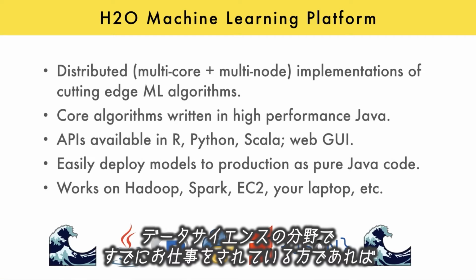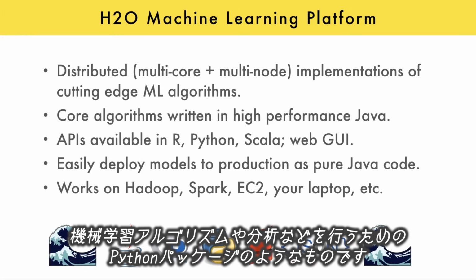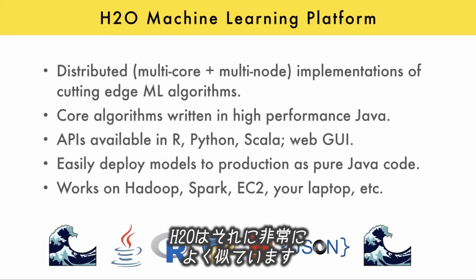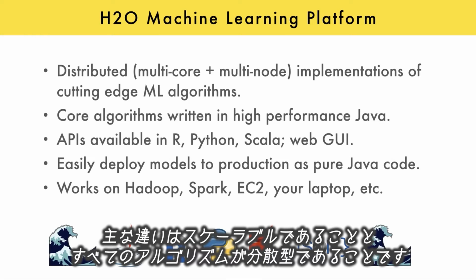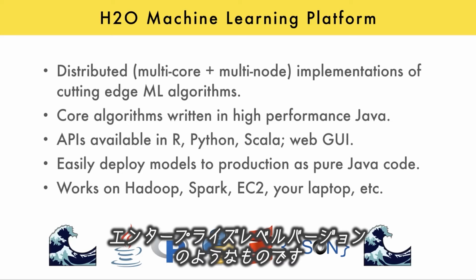Okay, so for those of you who are in the data science field already, you've probably heard of something like scikit-learn, which is a Python package for doing a whole bunch of machine learning algorithms and analysis and stuff like that. So H2O is very similar to that if you're not aware. The main difference is that we are scalable. All of our algorithms are distributed. It's an enterprise grade level version of that type of system.